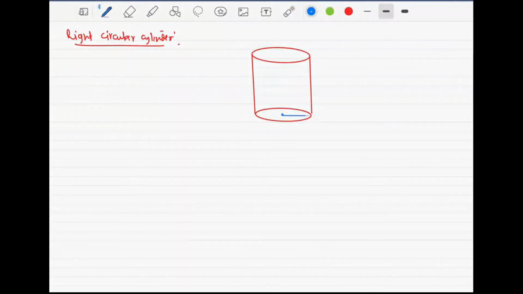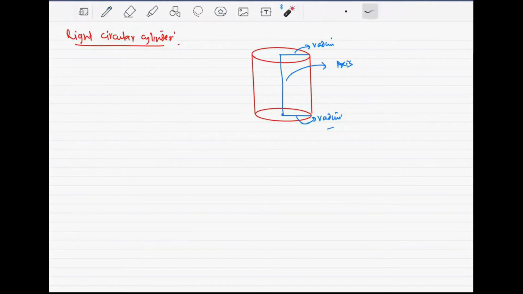So they have a radius. This one also has a radius. If you join the two centers like this, then this center line is called the axis, and these are radius. This is radius. This is also radius. So for a right circular cylinder, the radius and the axis should be perpendicular to each other. If that happens, then we will call the cylinder a right circular cylinder.